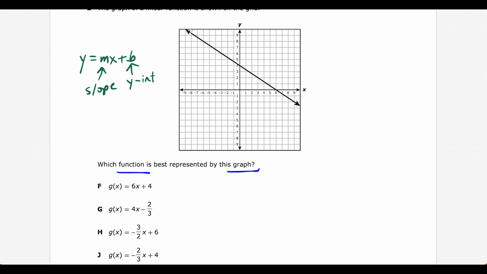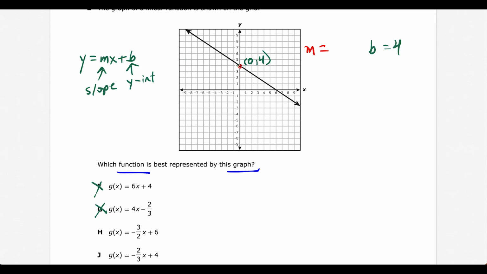Right away I notice this line is dropping, so our slope is going to be negative, which allows us to eliminate these 2 answer choices right away. And then if I want to find each component, notice our y-intercept is at the point (0, 4). So we have a b value of 4 if we're going to use this formula, and then for our slope, we're going to calculate the rise over the run.